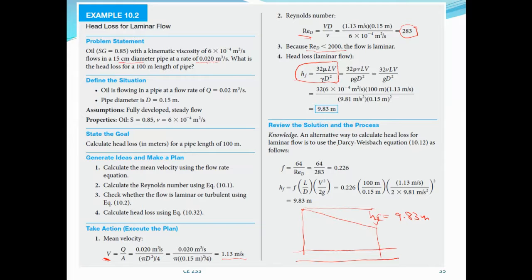We can also use the Darcy-Weisbach equation because we said it's applicable for both laminar and turbulent flow. In that case, for using the Darcy-Weisbach equation, we need to find the friction factor, f, which for laminar flow is f equals 64 over Re. So this is the friction factor, 0.226. Then we substitute in the Darcy-Weisbach equation, and you see we arrive at exactly the same answer. So you can use either of the two methods above to find the head loss for laminar flow. Is it clear?